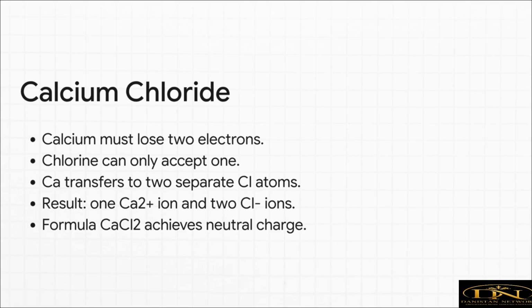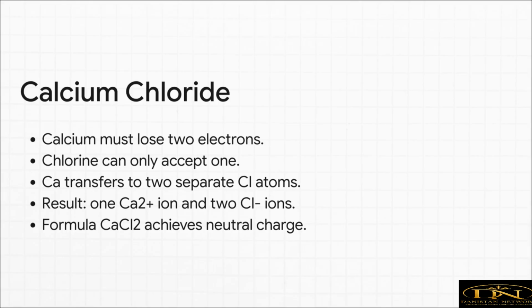Take calcium chloride, for example. Calcium is in group 2. It absolutely must lose 2 electrons for stability. However, chlorine is in group 7 and can only accept 1 electron per atom before its shell is completely full. Chlorine's VIP club is strictly at capacity. So what does calcium do? It simply invites a second chlorine atom to the party.